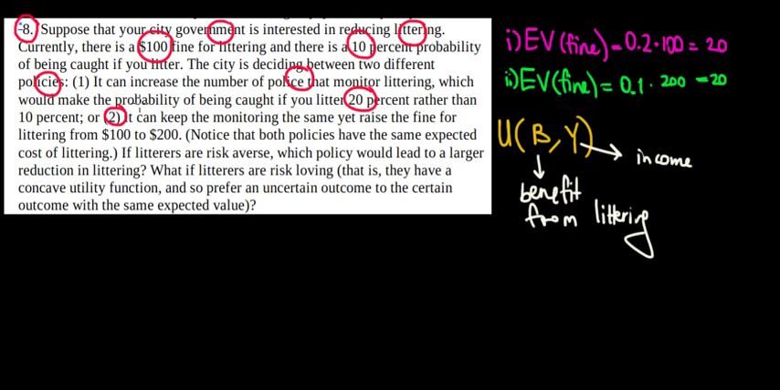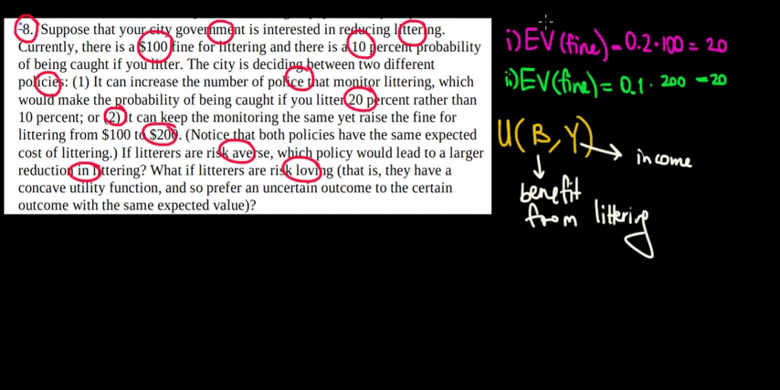Or the second policy is that it can keep the monitoring level the same, but the fine might increase from $100 to $200. Okay, the expected cost of littering is the same. Now the question is, if the people who litter are risk averse, which policy would lead to a larger reduction in littering? And what if the litterers are risk loving? What's going to be the result over there?